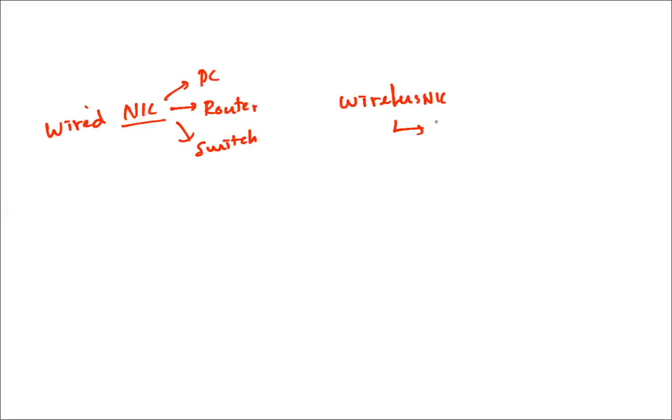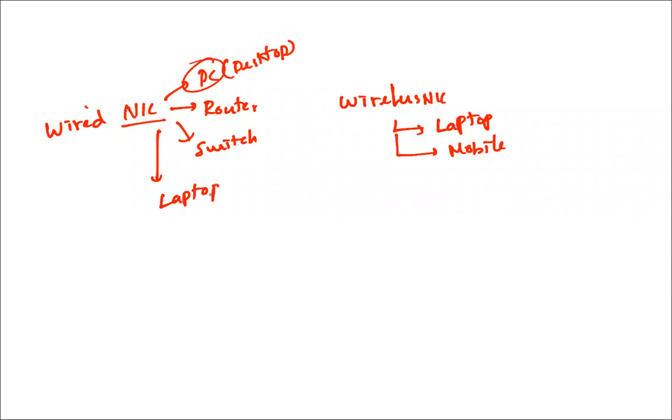So which devices have wireless NICs? Maybe laptops. You are connecting your laptop to Wi-Fi, right? A laptop will have wireless NICs. Mobile phones will have wireless NICs. If you take a PC, I mean a desktop, then you're going to have a wired NIC. If the same PC is a laptop, then you're going to have wireless. And even laptops, most laptop models also have a wired NIC. So laptops have both NICs.